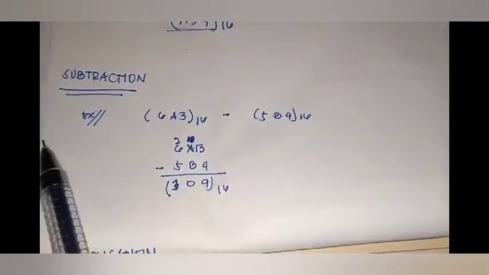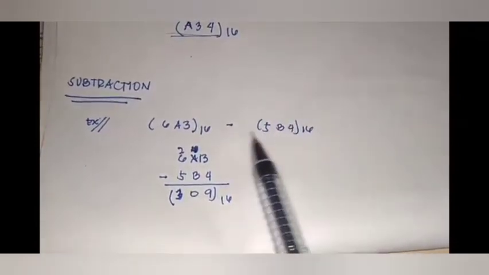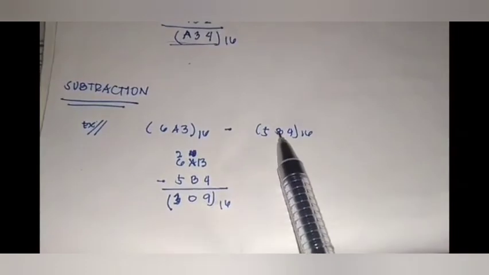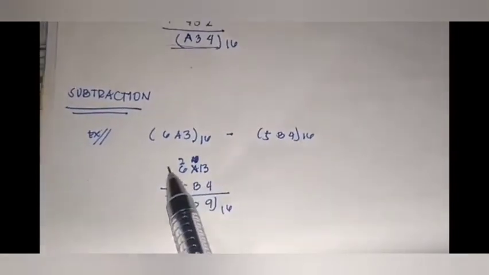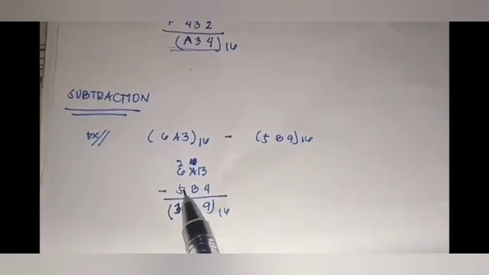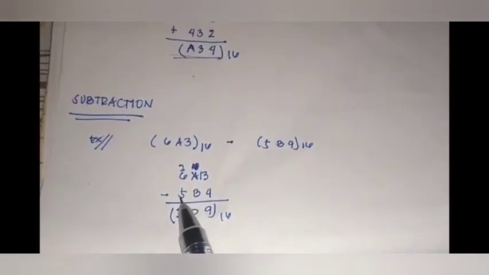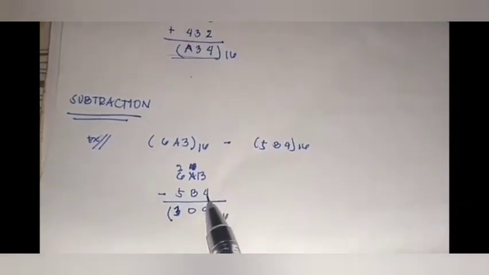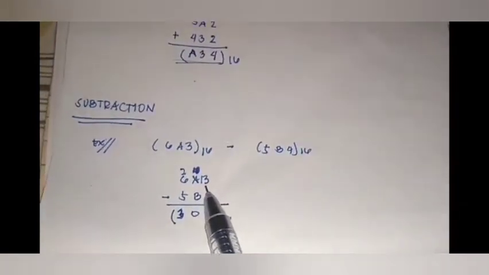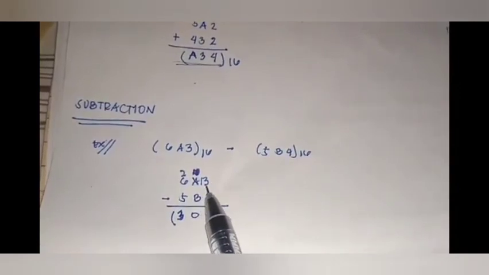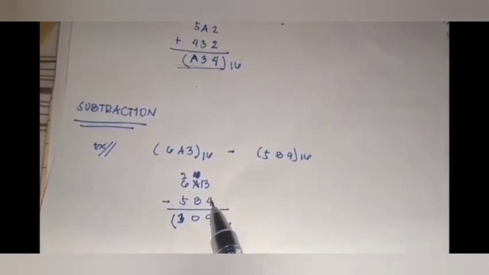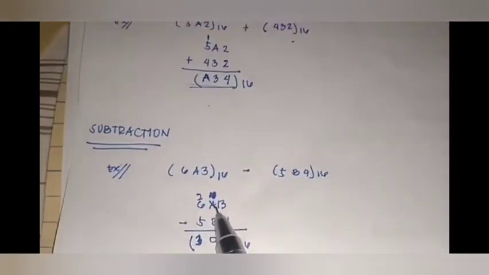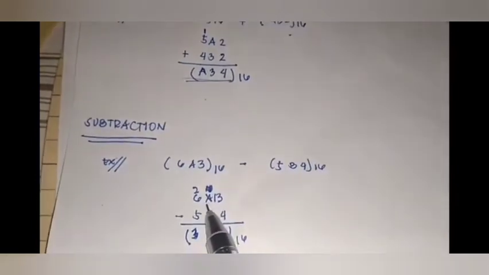So in subtraction, here is the given example: 6A3 base 16 minus 5B4 base 16. So 4 minus 3, it cannot be subtracted because the minuend is smaller than the subtrahend. So let's borrow from the second number, which is A, and it corresponds to 10.